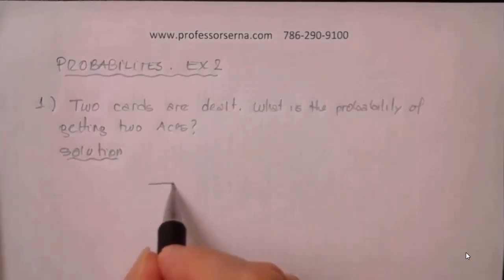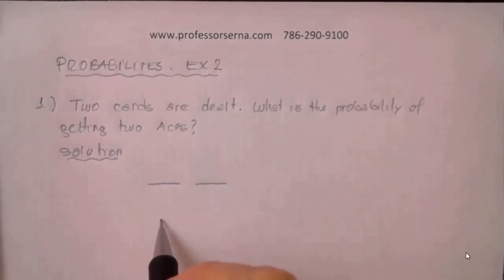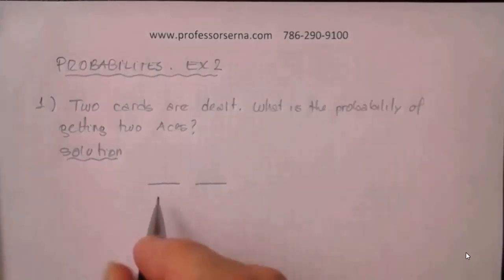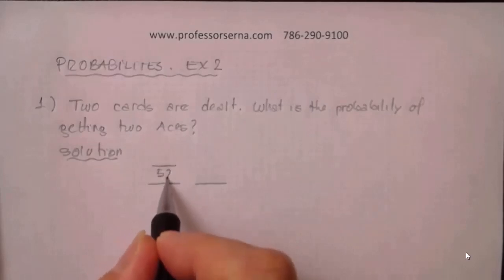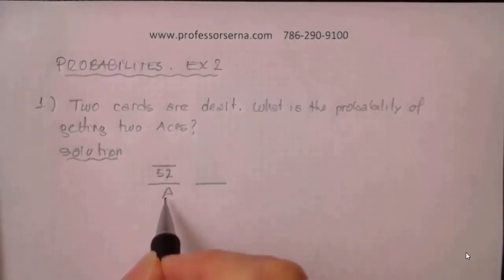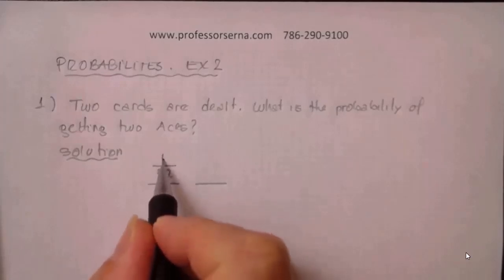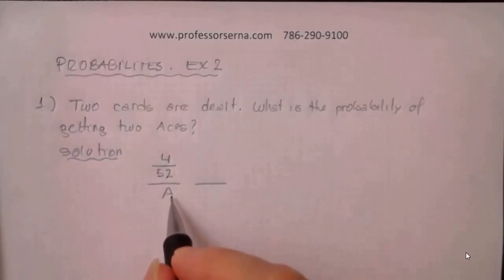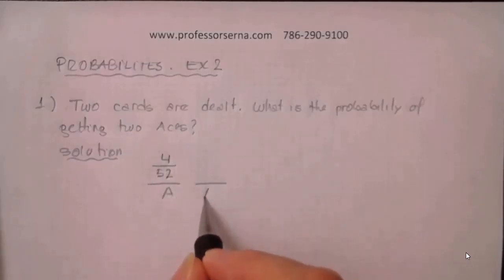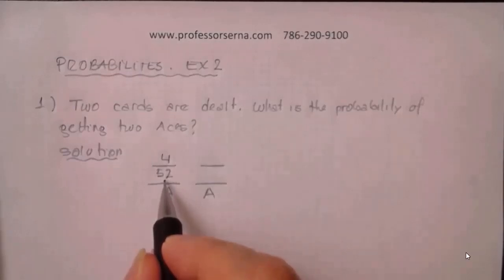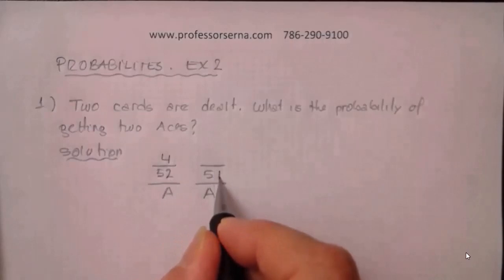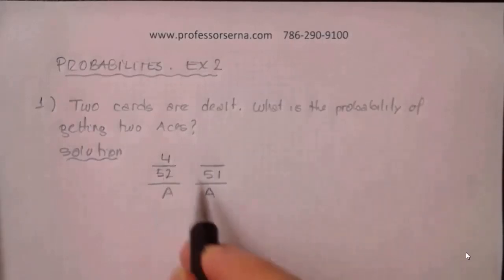We have to deal two cards. What is the probability that the first card is an ace? Well, we have 52 cards in a deck. And how many aces do we have? We have four aces. Now, once we dealt the first card, what is the probability that the next card is also going to be an ace? Now, we don't have 52 cards anymore. We only have 51. And we don't have four aces anymore because the first card was an ace. So we have three aces.